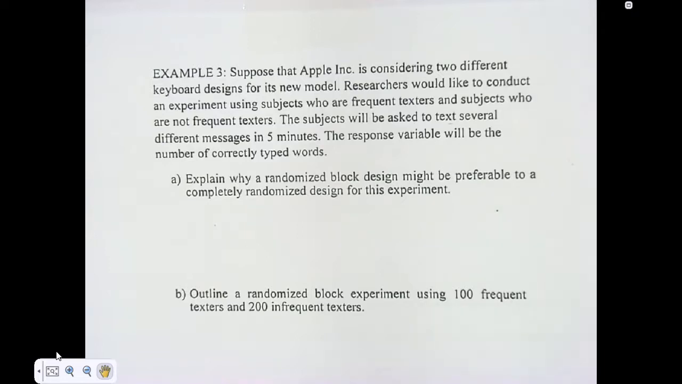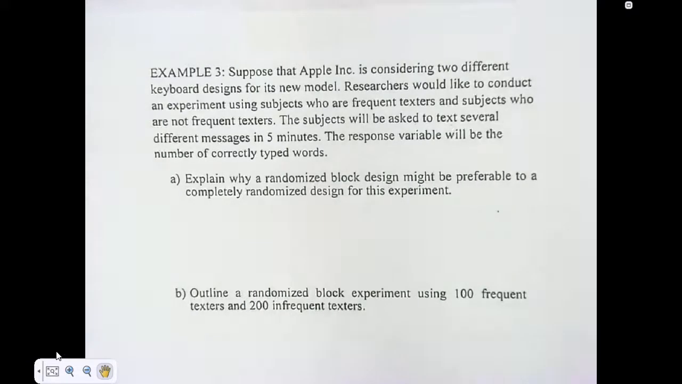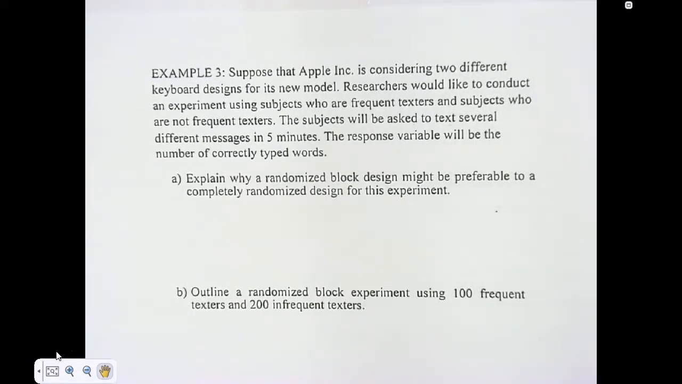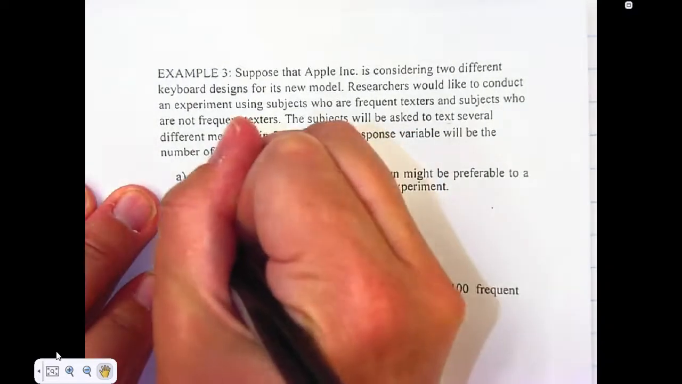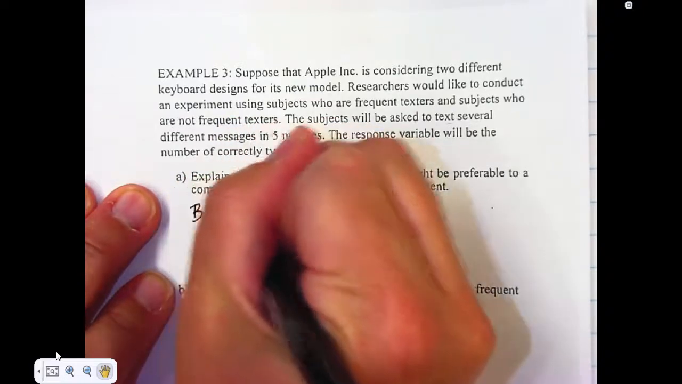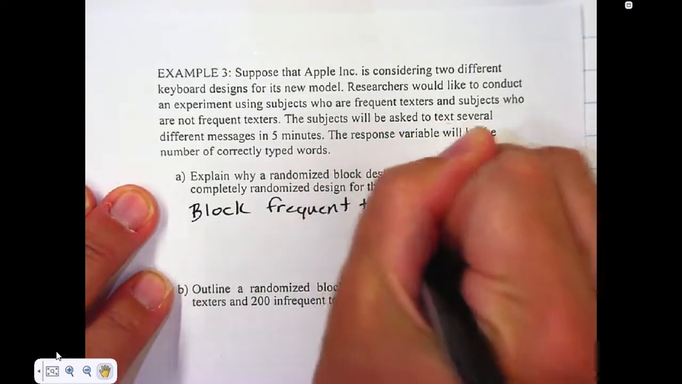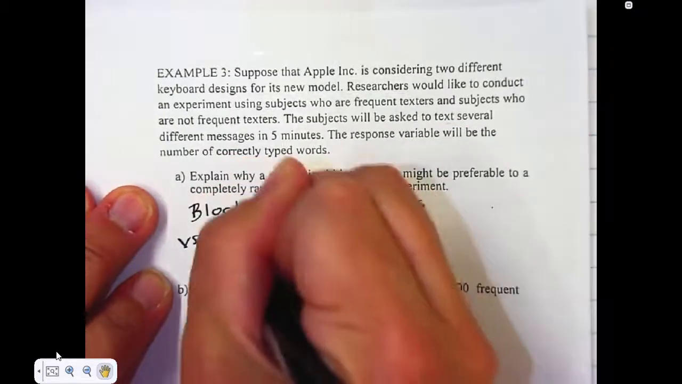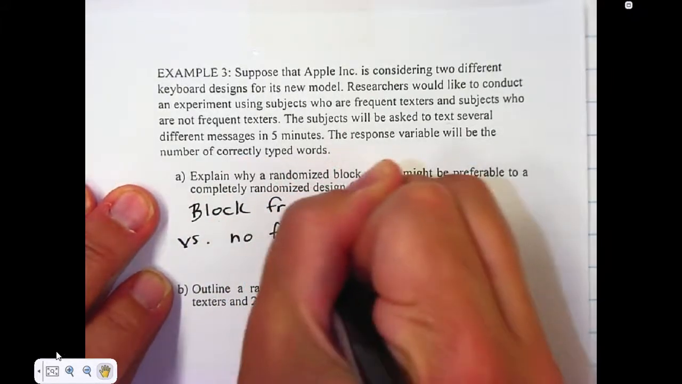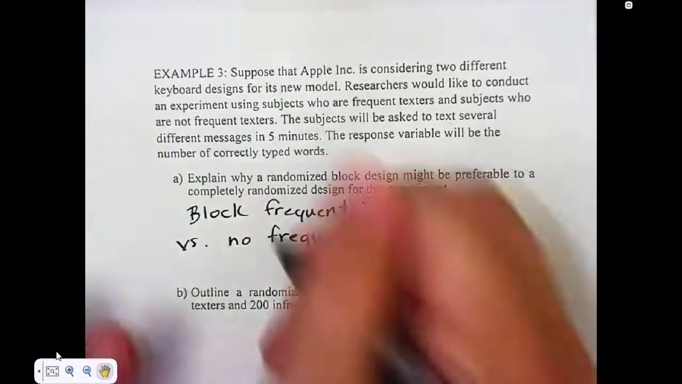Okay, so again, if you're doing this, there's some people who don't text a lot, and then there's people who text a lot. So that could come into play. So that's why you might want to use the randomized block design. And then what it says is to outline a randomized block experiment using 100 frequent texters and 200 infrequent texters. Again, so right here you can put, might be helpful to block by frequent texters versus non-frequent. Okay, that could be a lurking variable.